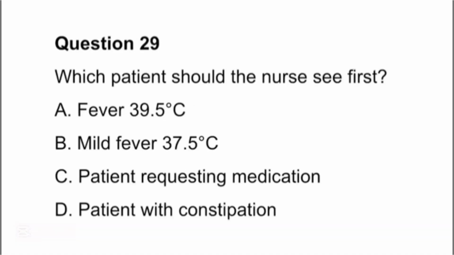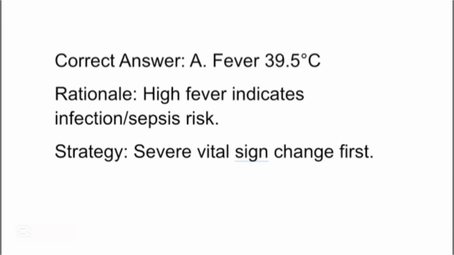Question 29. Which patient should the nurse see first? A. Fever 39.5 degrees Celsius. B. Mild fever 37.5 degrees Celsius. C. Patient requesting medication. D. Patient with constipation. Correct answer: A. Fever 39.5 degrees Celsius. Rationale: high fever indicates infection/sepsis risk. Strategy: severe vital sign change first.